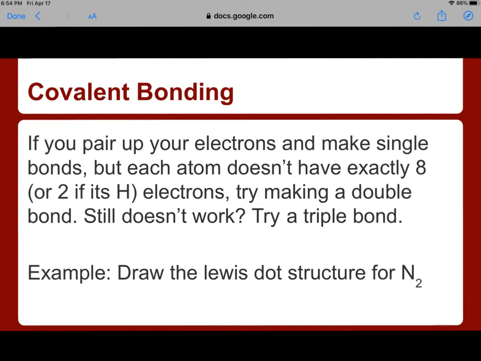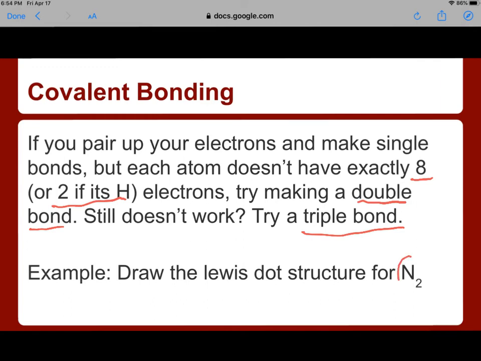Right. So those were simple ones where we only needed single bonds to make everything have the correct number of electrons, which is usually 8. But what happens if you make the shared pairs and you count and you realize every atom doesn't actually have 8 electrons, or 2 if it's hydrogen? The numbers are still wrong. Well, that would indicate that you might actually need a double bond. And if that still doesn't work, maybe you actually need a triple bond. So I'll show you an example on the next one.